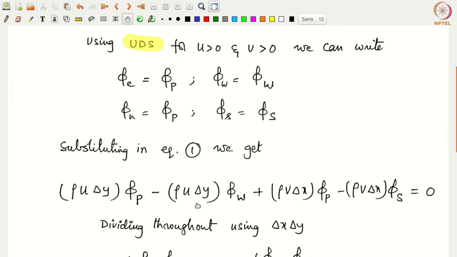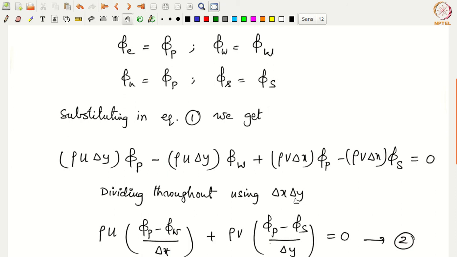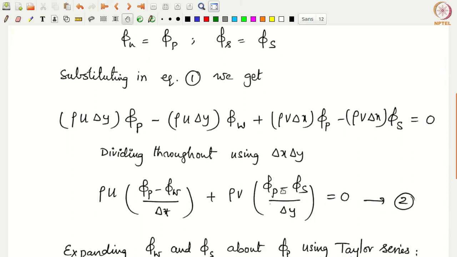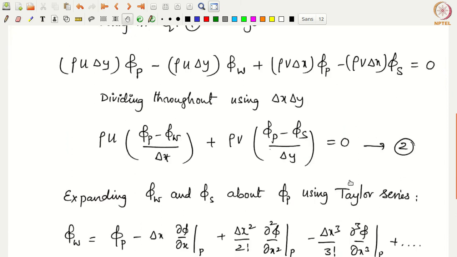Alright, now let us divide this entire equation by delta x times delta y. Then we can write this as rho u delta y divided by delta x delta y. So one delta y gets cancelled and you get delta x in the denominator, and then what you get is phi P minus phi W by delta x, plus from these two terms we would get rho v times phi P minus phi capital S upon delta y equal to 0, right. That's what we get. Now look at this equation. Let's call this equation 2.